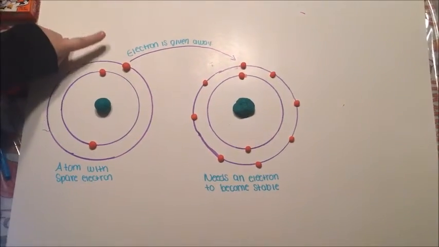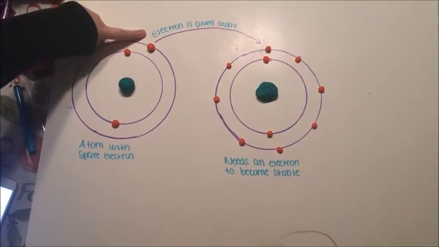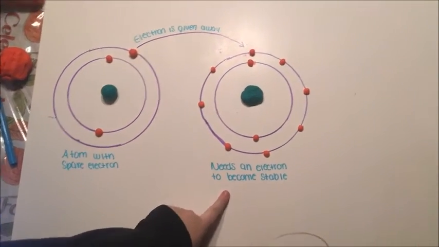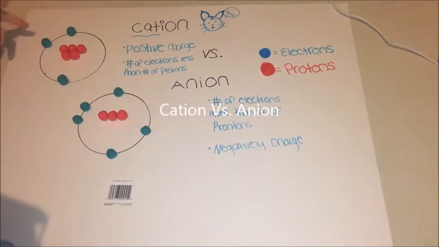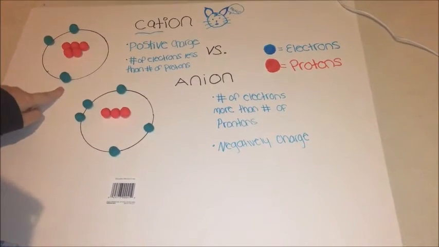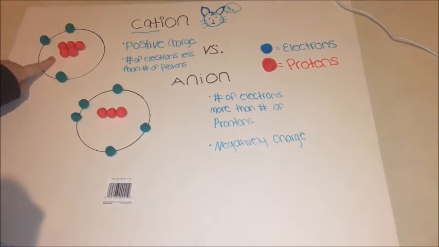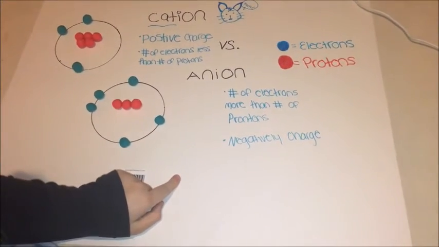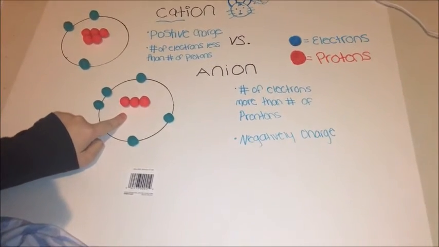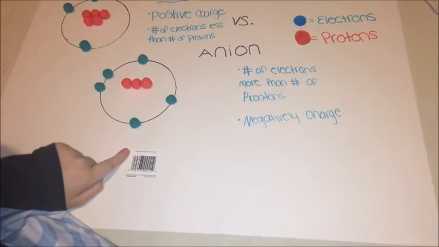An ionic bond is when one atom gives a spare electron to another atom to make that atom stable. This is a cation. It has a positive charge and the number of electrons is less than the number of protons. This is an anion. The number of electrons is more than the number of protons, and it's also negatively charged.